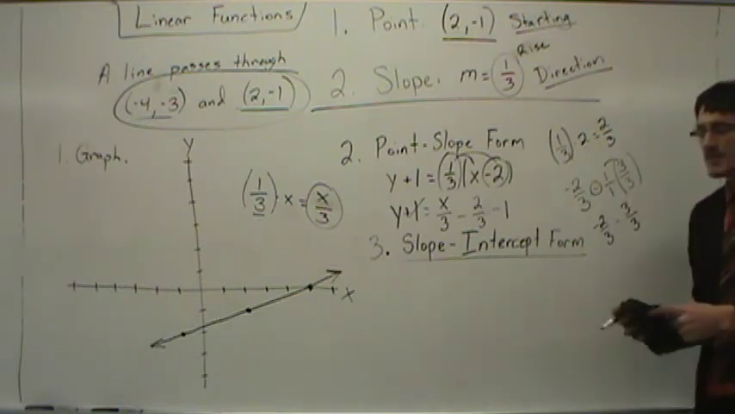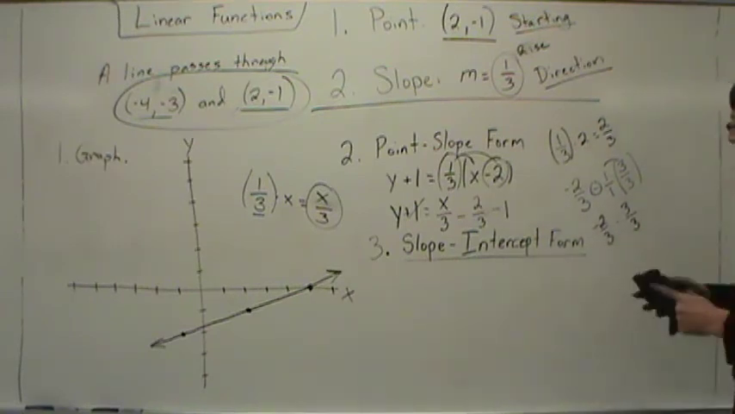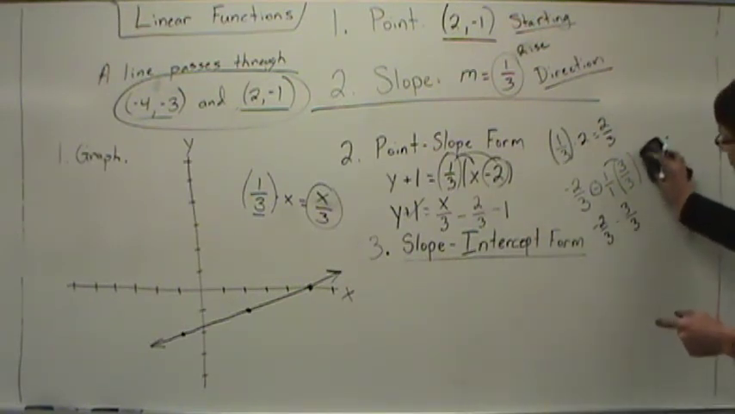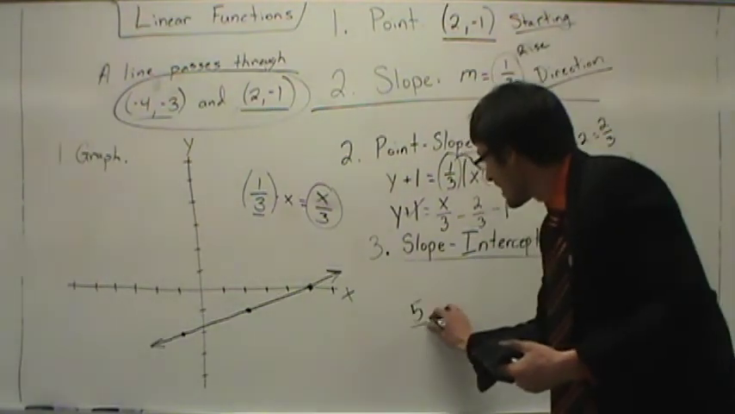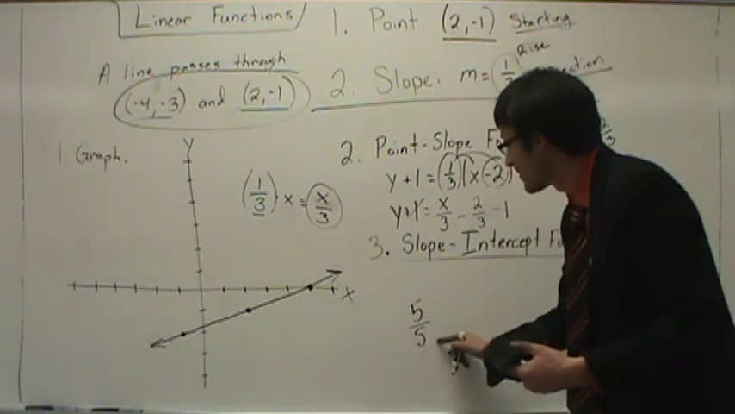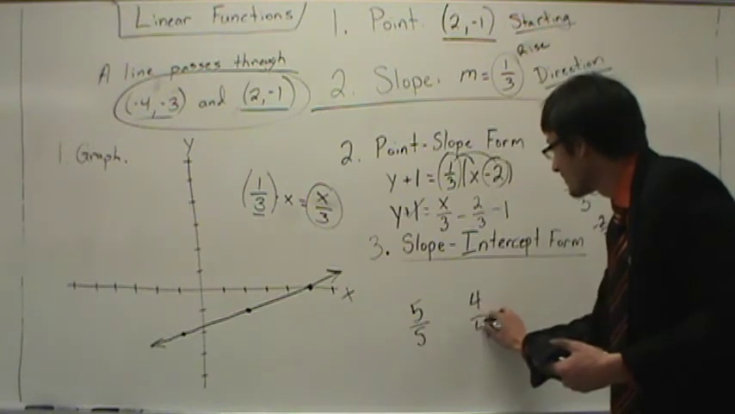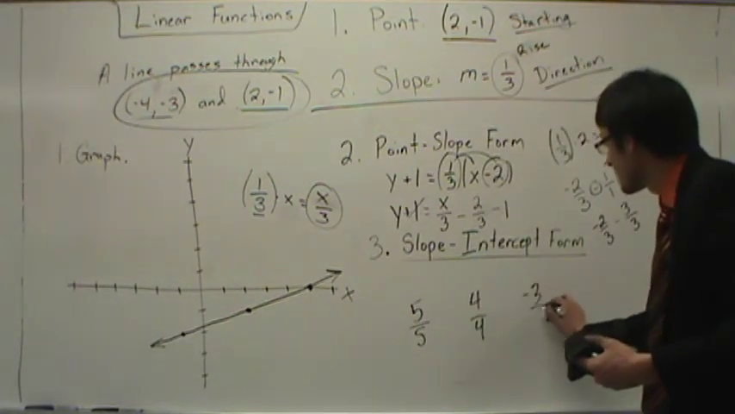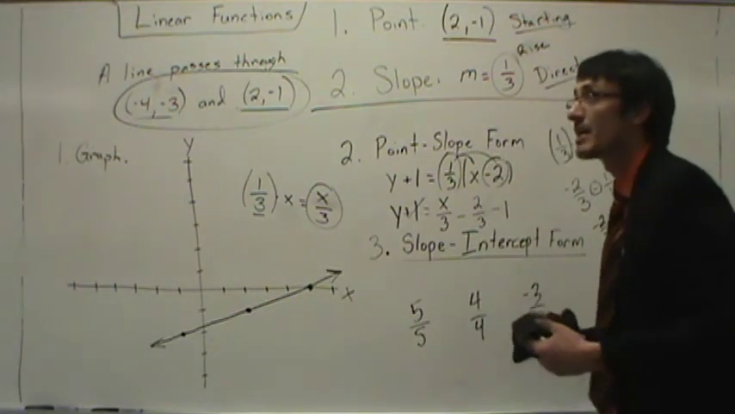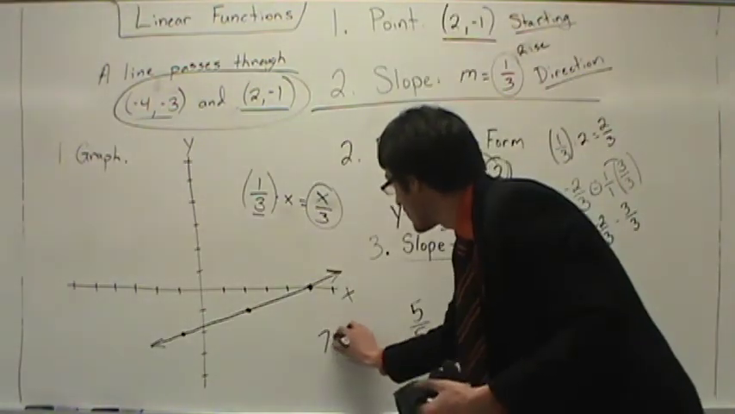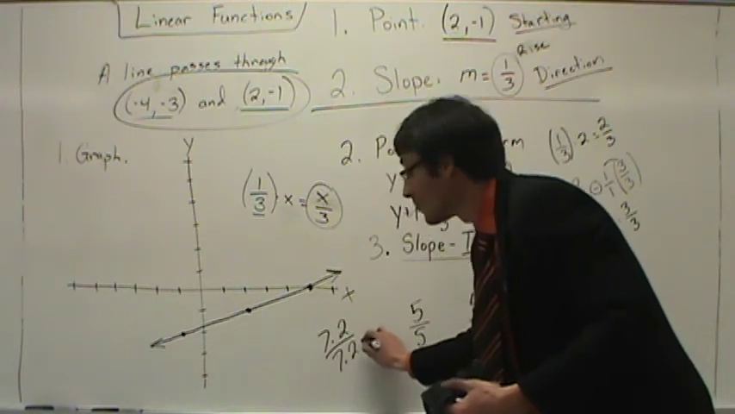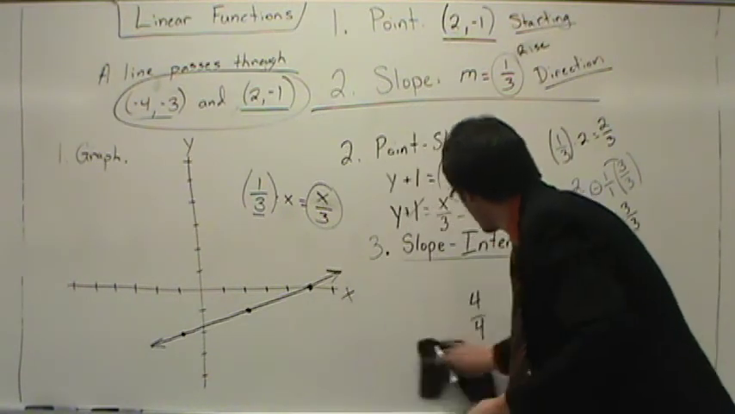Now, here, this is a better way of thinking of it. What is equivalent to 1? Question, is 5 over 5 1? Yes, 5 divided by 5 is 1. Is 4 divided by 4 1? Yes. Is negative 3 divided by negative 3 1? Yes. Give me some other forms of 1. 7 over 7? Okay. 7.2. Is 7.2 over 7.2 equal to 1? Yes. So notice, back to the problem.